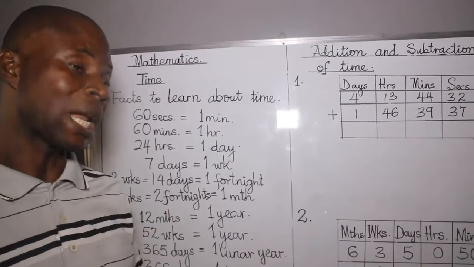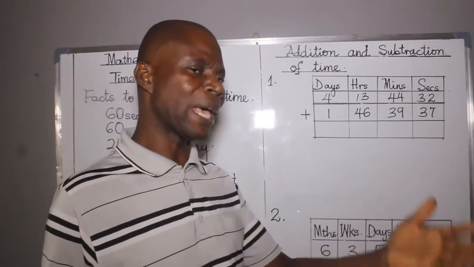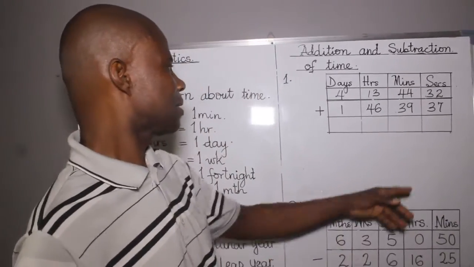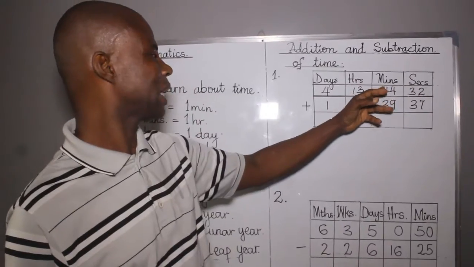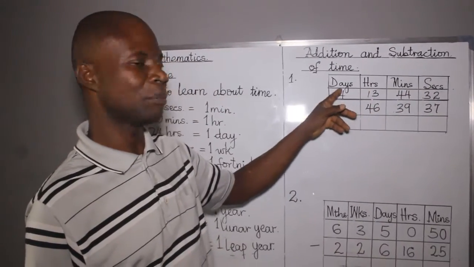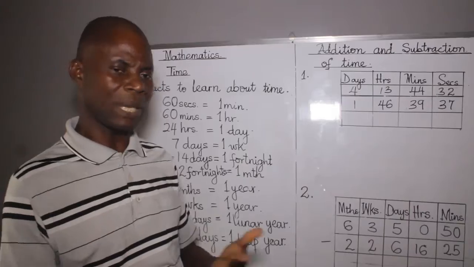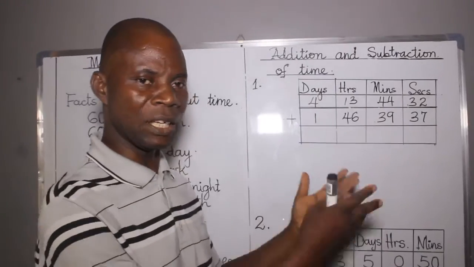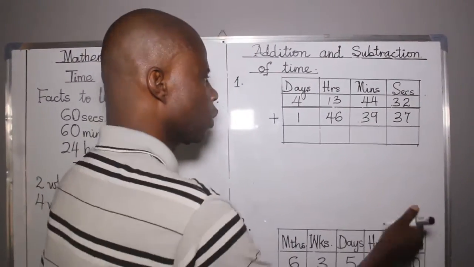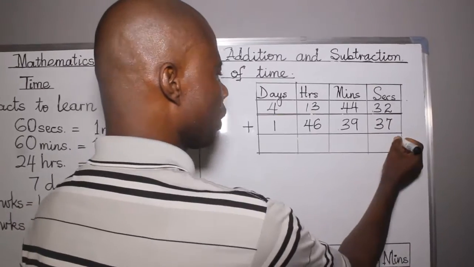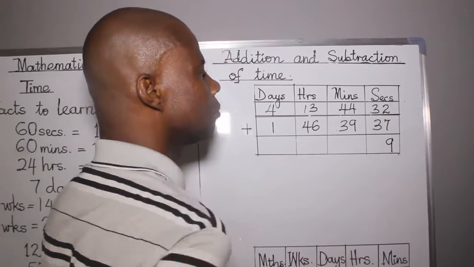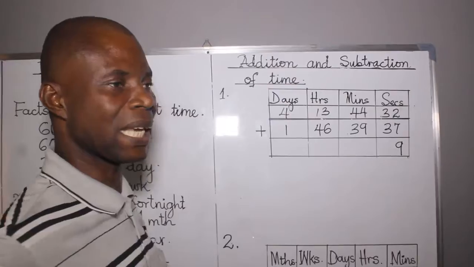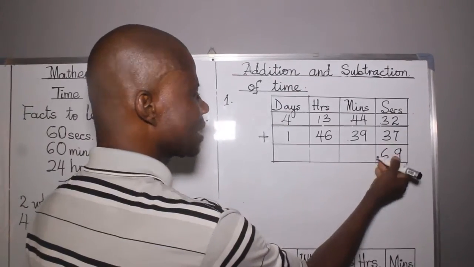Just as our usual addition, but we must bear in mind that 60 seconds makes 1 minute, 60 minutes make 1 hour, 24 hours make 1 day. And these are the basic facts we need in doing this work. Now let's go. 2 plus 7 will give us 9. And then 3 plus 3 will give us 6. And this gives us 69.